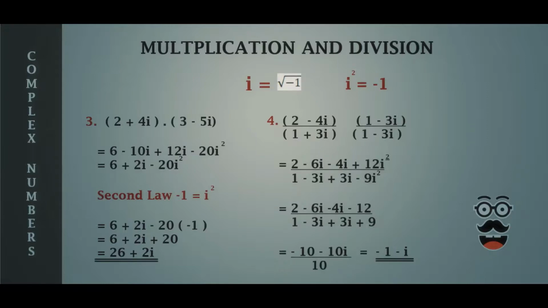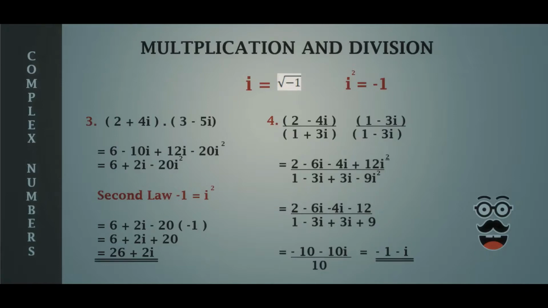Then we write 6 plus 2i minus 20i squared. The second law: minus 1 equals i squared. According to the second law, we can write minus 20i squared as minus 20 times minus 1. Then we can write 6 plus 2i minus 20 times minus 1. Then we can write 6 plus 2i plus 20, and solve the equation. We can write 26 plus 2i.